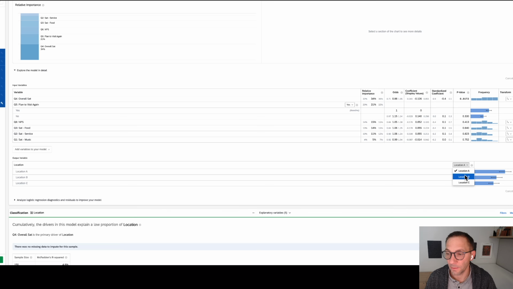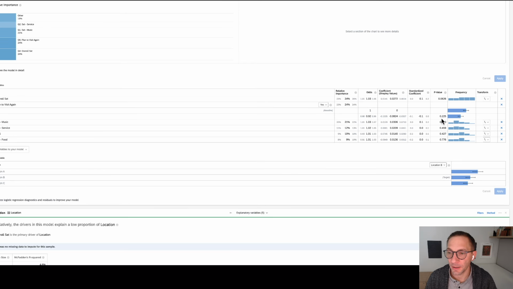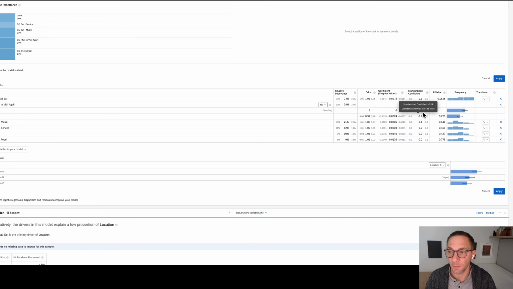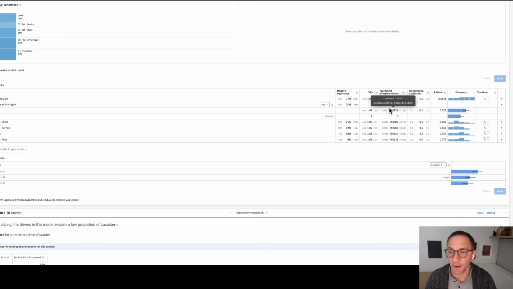Let's try location B. And we're still not getting a significant p-value. But here there's a negative beta. So as they selected no, they're not going to visit again, it was less likely to be location B. And again, we could go through and say, okay, what if I want my baseline to be no? Click apply. And we're going to get that same beta here, but now it's positive. So as they selected yes, it was more likely that they were at location B.